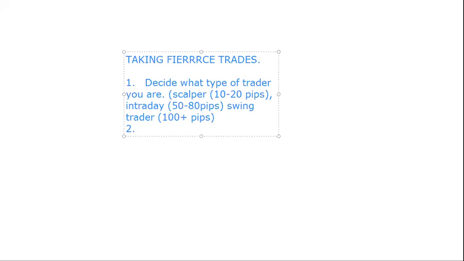So decide before you enter a trade what type of trader you are. Number two, take notes. Take notes of the EP given, the entry point, very important. Is it in line with what is showing in your MT4? If it is not, how many pips away is it from your entry point as you are observing from your MT4?